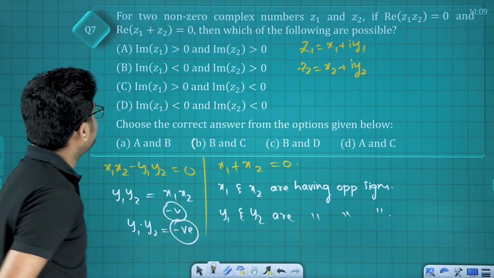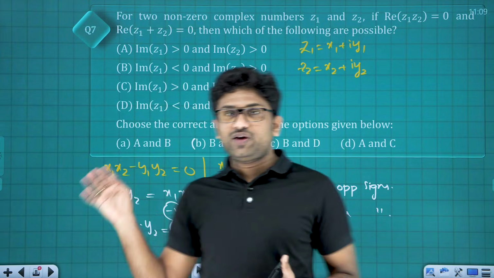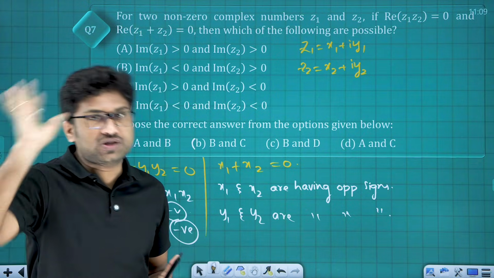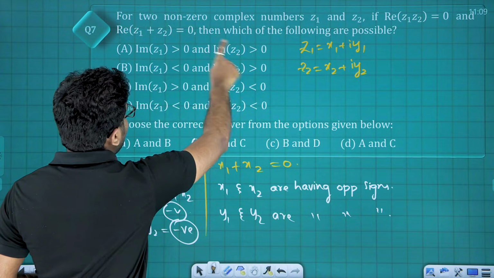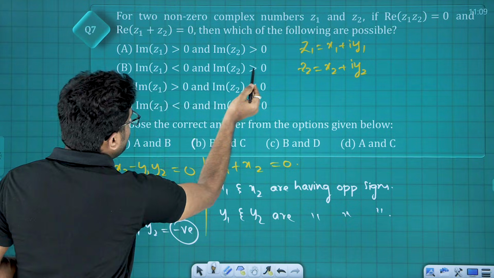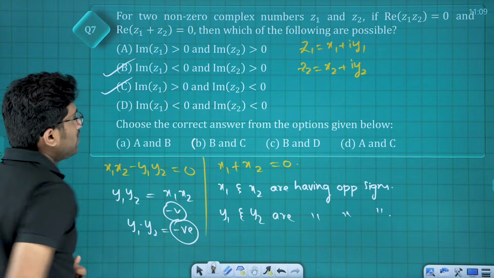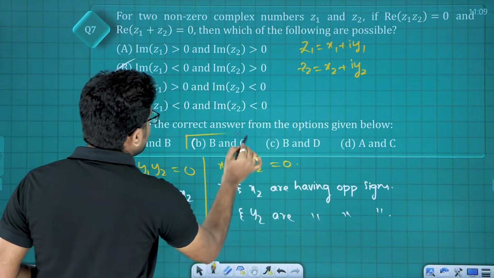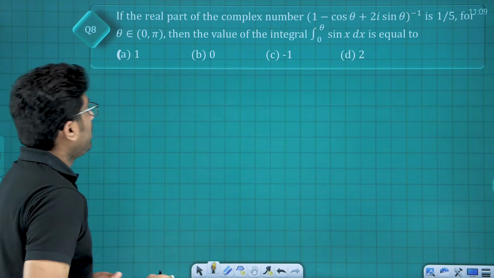Among the options, opposite signs means we can't say directly that y1 is positive and y2 negative, but it is very sure that both should have opposite signs. So the first option, y1 y2 both positive: no. Second option, y1 negative, y2 positive: fine. Third option, y1 positive, y2 negative: fine. Both negative: no. So only B and C. That means option B is the correct answer. Clear? Exactly, yes. Next question.